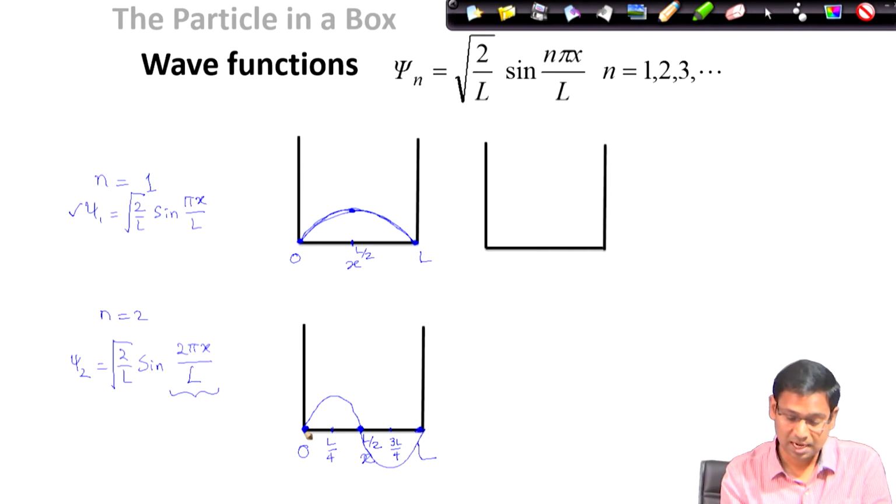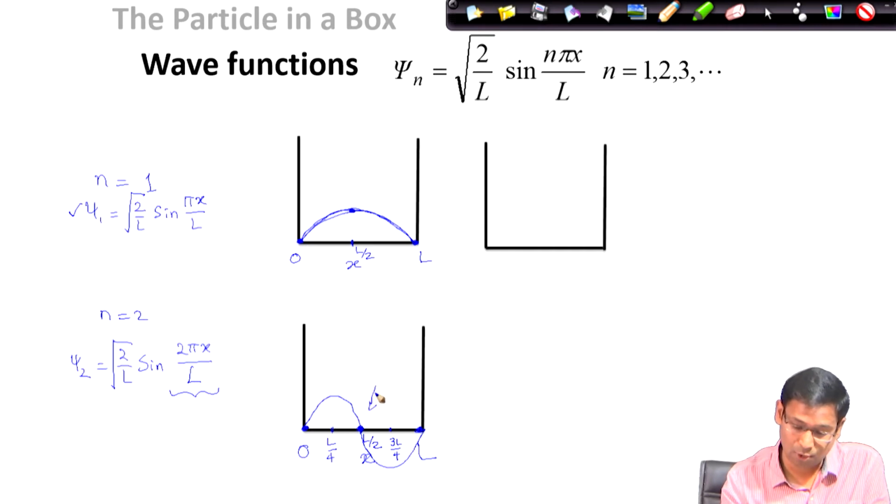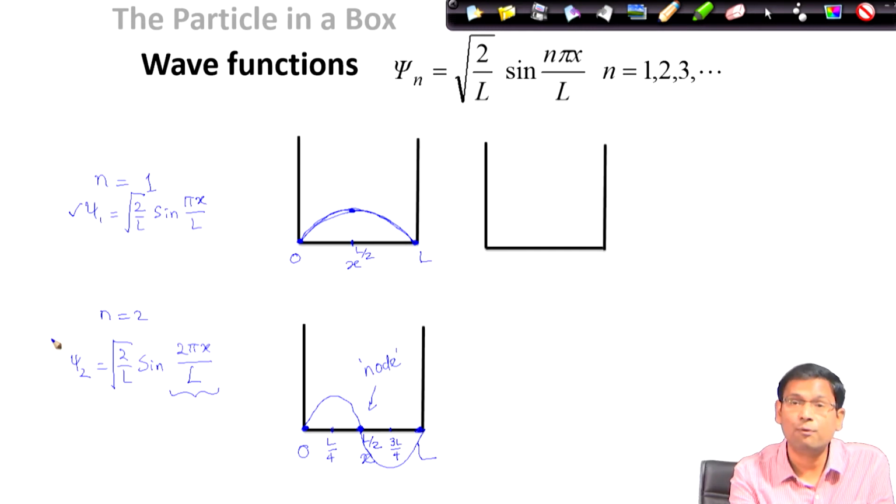So, what do I see? At x equals 0, the wave function is 0. At x equals L, the wave function is also 0. That I know because of the continuity, because I have imposed the continuity of the wave function. What I see additionally in this wave function, that even at x equals L by 2, that means at the middle of the box, the wave function is 0, and this is called a node, where the wave function becomes 0.